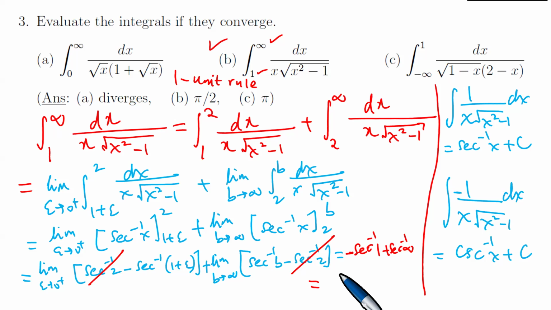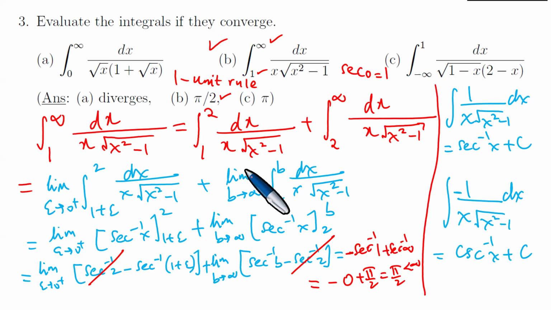What is arcsecant of 1? Arcsecant of 1 is zero. Why? Because the secant of zero is 1. But what is arcsecant of infinity? This one is actually exactly pi over 2 radians, making it finite. That is something you need to think about here. They wrote pi over 2 also, so the answer is indeed pi over 2.